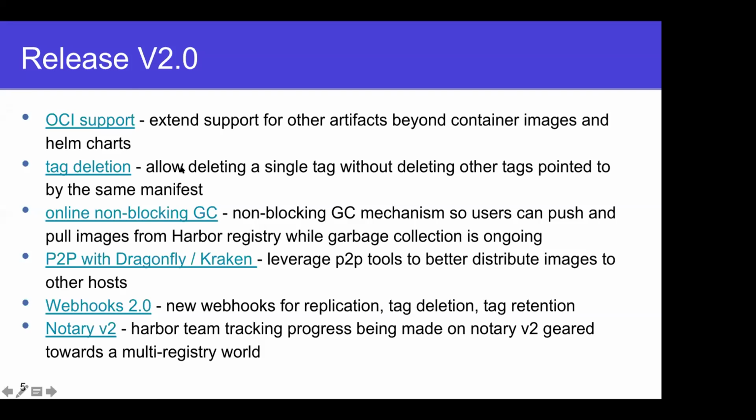Next is P2P: Dragonfly, a popular P2P distribution tool, as well as Uber Kraken. These are tools we're looking to leverage to better distribute images from within the Harbor registry to lots of other Docker hosts. You can picture a hub-and-spoke model where the registry sits in the center, and you want to use something like Dragonfly or Kraken to concurrently push images outward. They have a much more efficient, more elegant peer-to-peer solution instead of just adding load balancers everywhere.